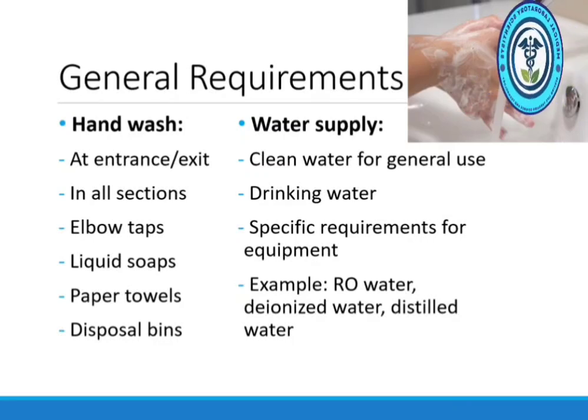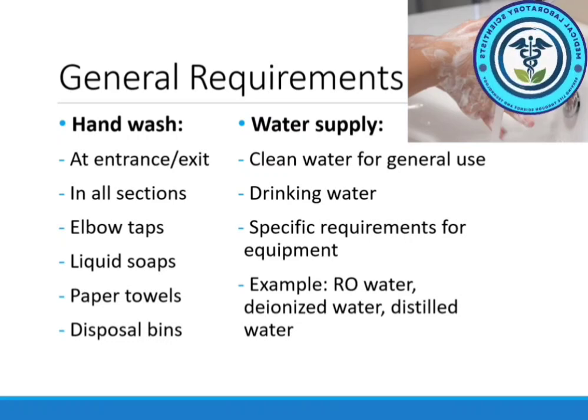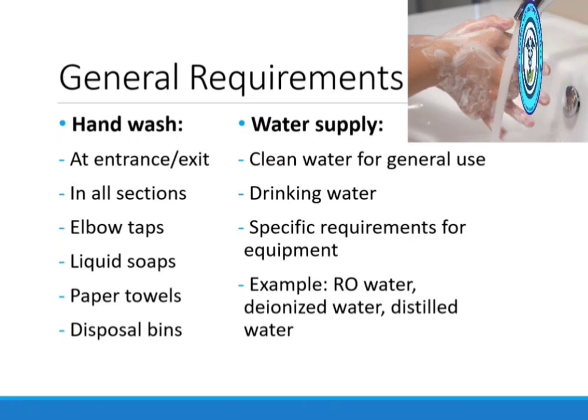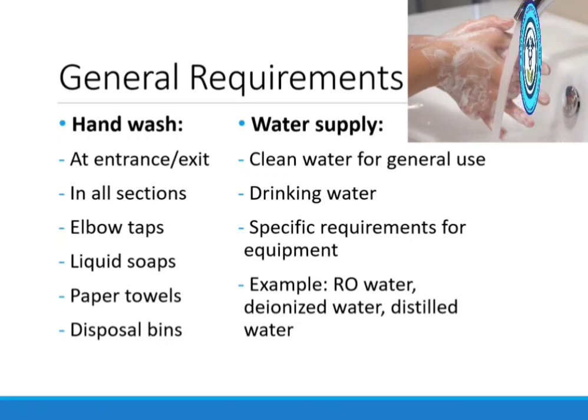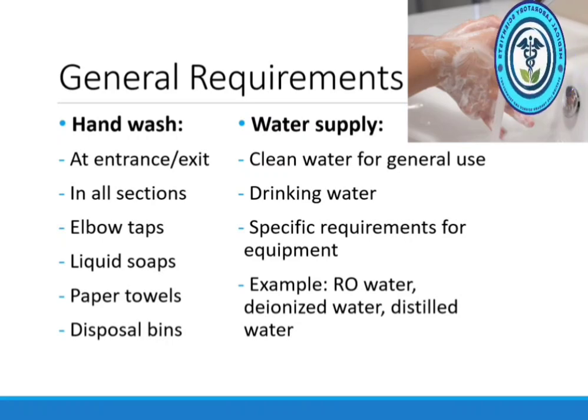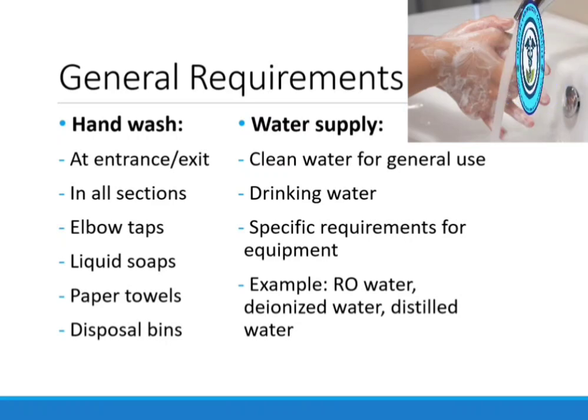The general infrastructural requirements of a laboratory are listed from here onwards. First, a facility for hand wash. It must be available at the entrance and exit and in all the individual sections. It must be fitted with elbow-operated taps, liquid soap, paper towels, and disposal bins for the paper towels must be available at each hand wash sink.